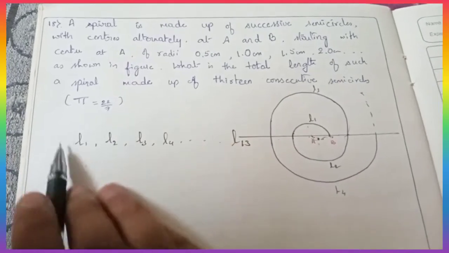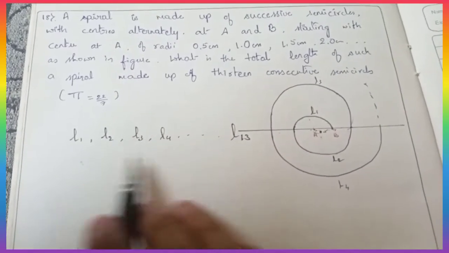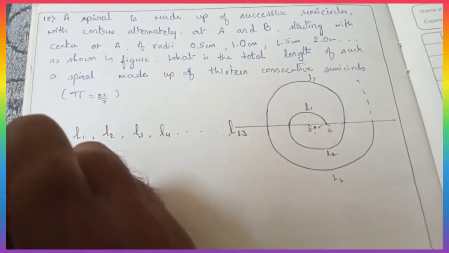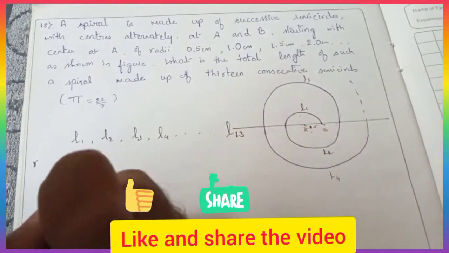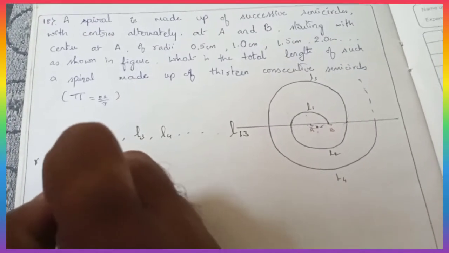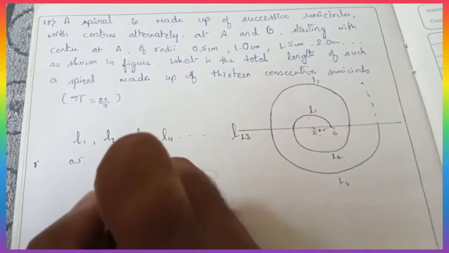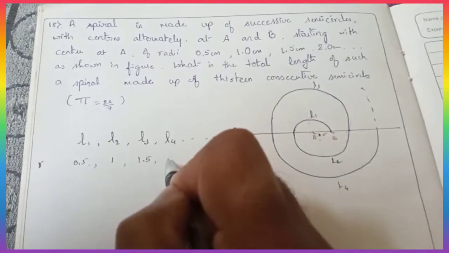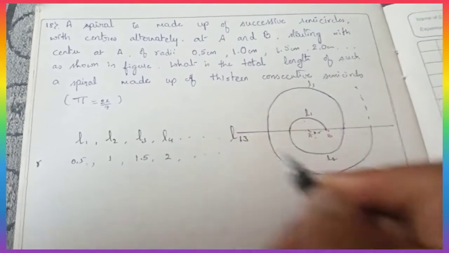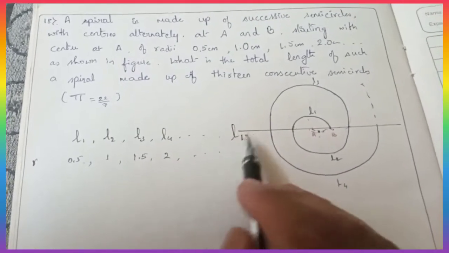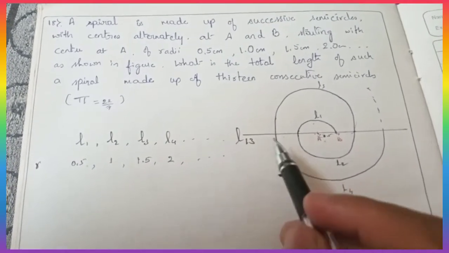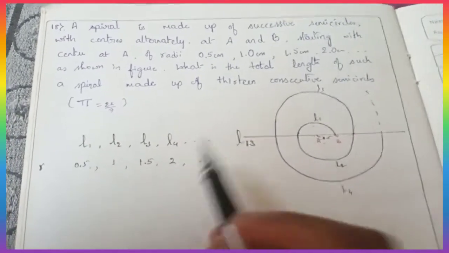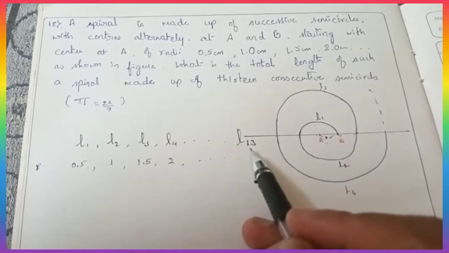In terms of a sequence of an AP, if I write L1, L2, L3 and L4, if I consider radii, what is the radii of the first length? 0.5. What is the radii of the second one? 1. What is the radii of the third one? That is 1.5. What is the radii of the fourth one? 2. Then what will be the radii of the 13th length? To identify the radii of the 13th one, if you just notice the first, second, third and fourth ones, you can automatically write the radii of the 13th one.